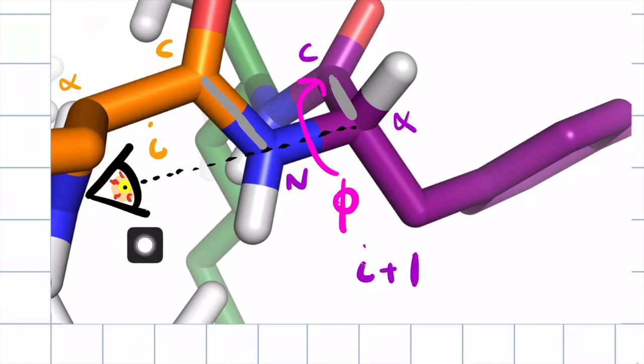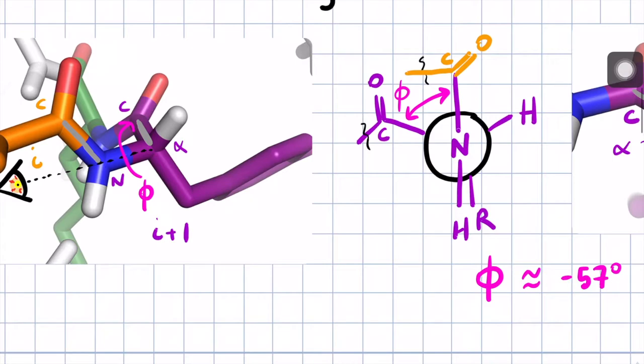we're going to be looking at the angle between this first gray line between the orange carbonyl carbon and the purple amide nitrogen, and then the second gray line in the back between the purple alpha carbon and the purple carbonyl carbon. And that dihedral angle we're going to call phi. And so here is an example of a Newman projection we've drawn previously.